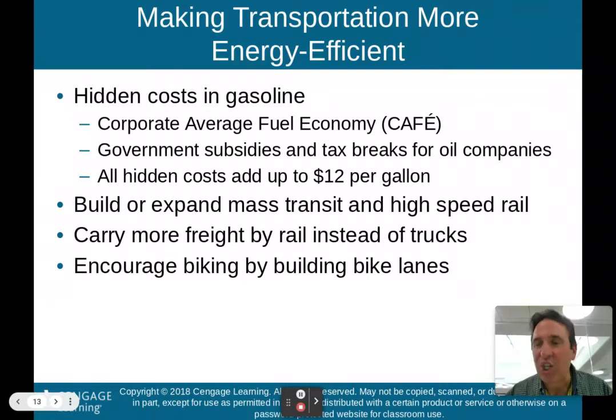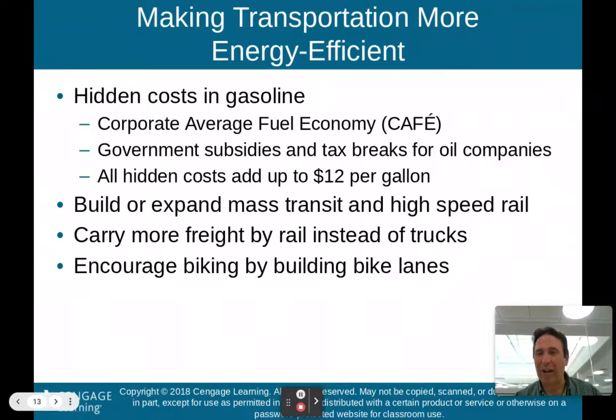Make transportation more energy efficient, right? So we have these hidden costs in gasoline. We have the corporate average fuel economy, right, that you see on your thing, 26 miles per gallon, 32 miles per gallon, etc. We don't really put in the hidden costs, right? Government subsidies and tax breaks for oil companies increase their profits. If you put in all the hidden costs, gas would cost about $12 per gallon, right?